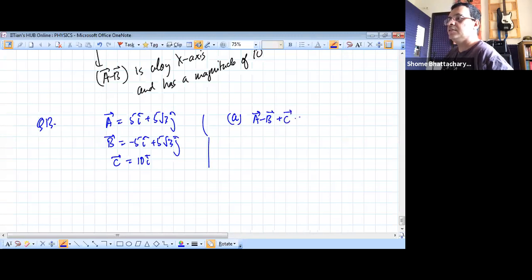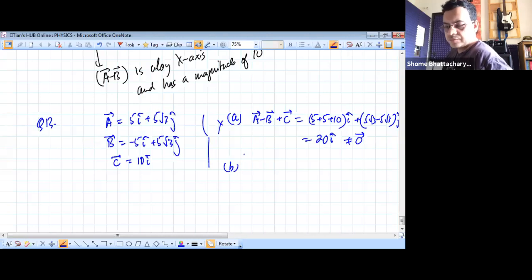So पहले निकाल लो E minus B plus C कितना होगा. So E minus B plus C will become 5 plus 5 plus 10 I cap plus 5 root 3 minus 5 root 3 j cap. So that's actually becoming 20 I cap. So definitely that's not 0. That option is not correct. Then similarly, you look at the next option, B minus A plus C.